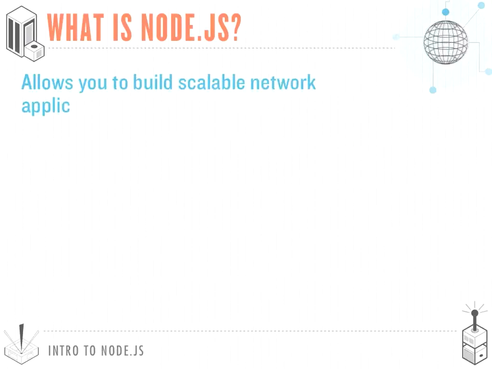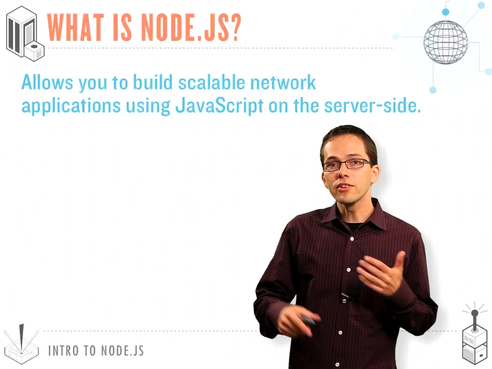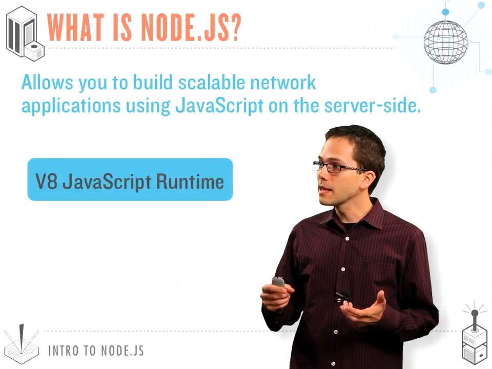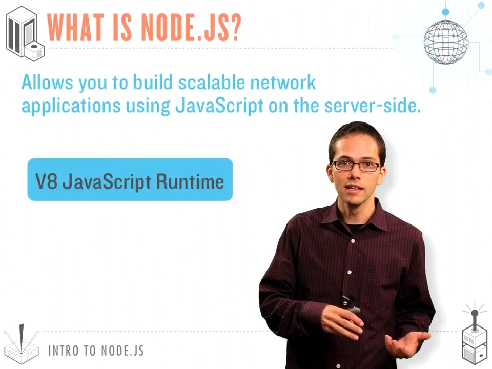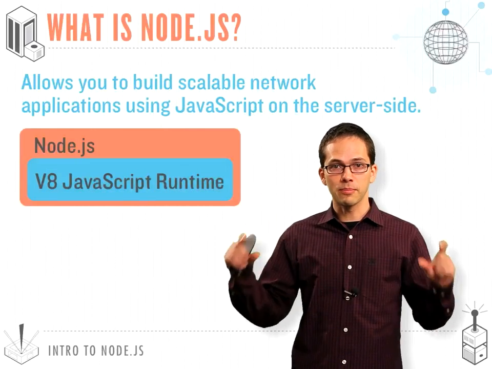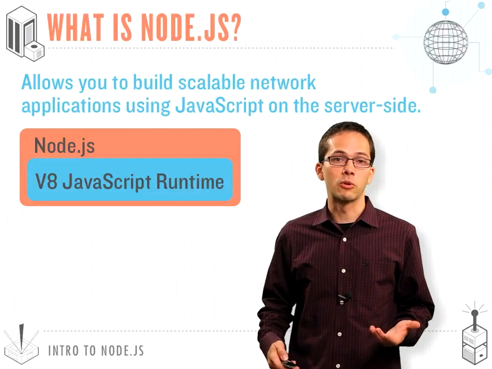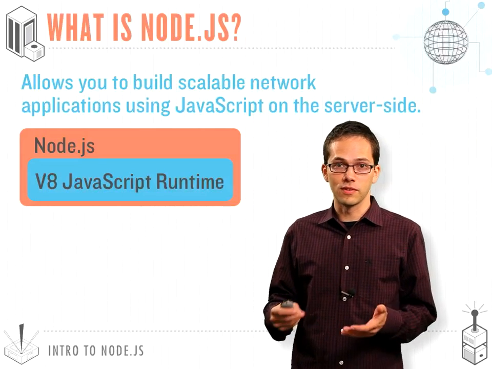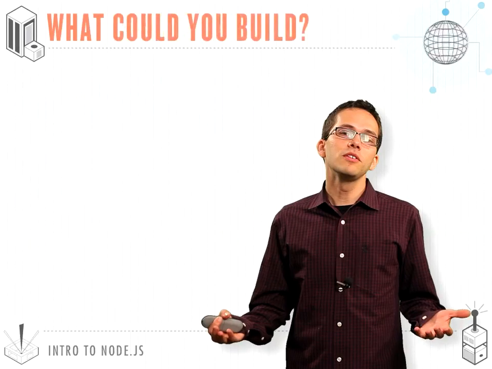Node.js allows you to build scalable network applications using JavaScript on the server side. Underneath the covers of Node, you're going to find the V8 JavaScript runtime. This is the same runtime that is used in your Chrome browser on your client side. What Node does is provide a wrapper around this engine, providing additional functionality for building network applications. It's really fast. Why is it fast? Well, if you looked under the covers of Node and this runtime, you'd find it's all written in C, which obviously is very fast.